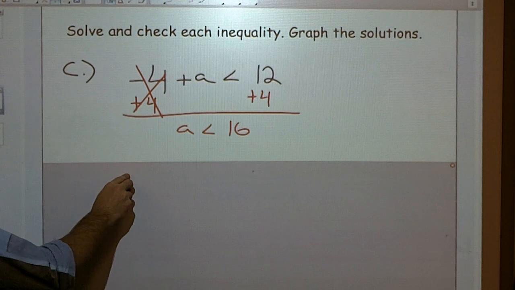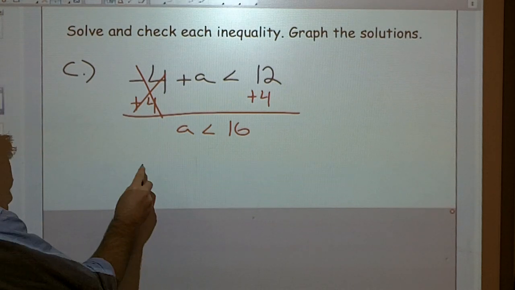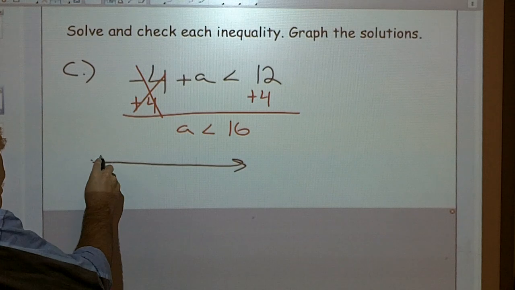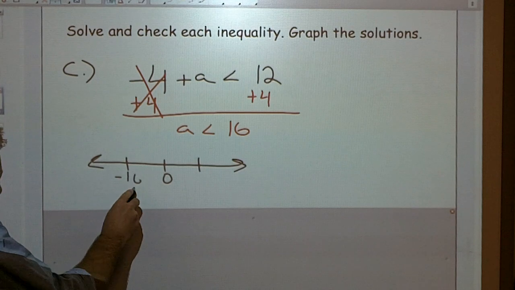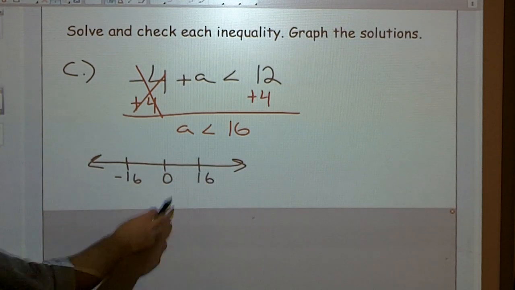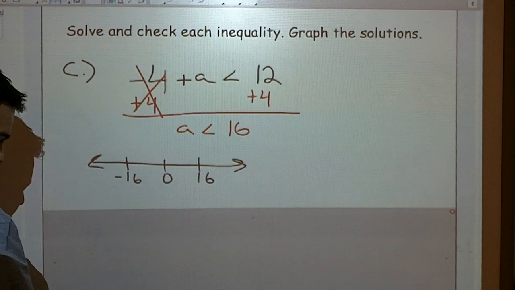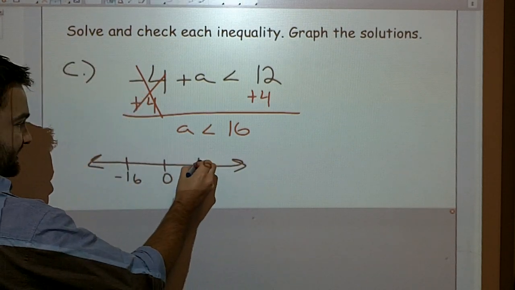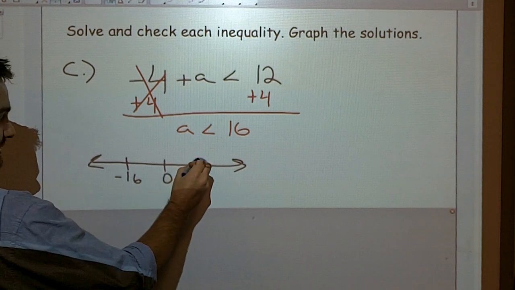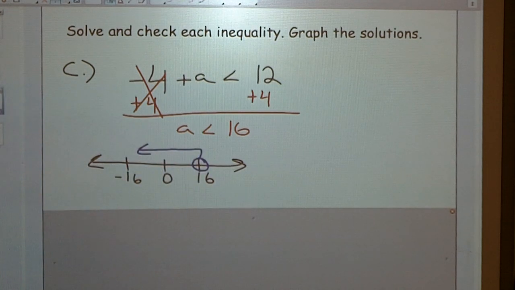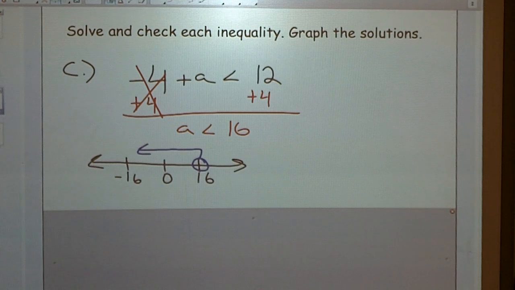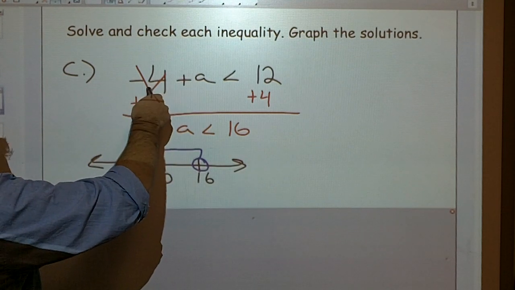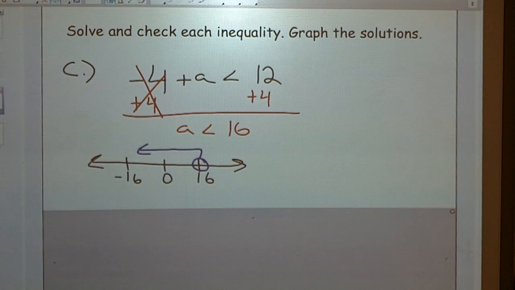So this is our solution and our graph. Really quick, 3 points. We can plot 0, negative 16, positive 16. This is all values of a that are less than 16. All values of a that are less than tells us we've got an open dot and we're going to the left, less than. Again, you can check each one of these by plugging 0 in for the equation, see if it still holds. Negative 4 plus 0, negative 4 is less than 12, so we're in good shape.